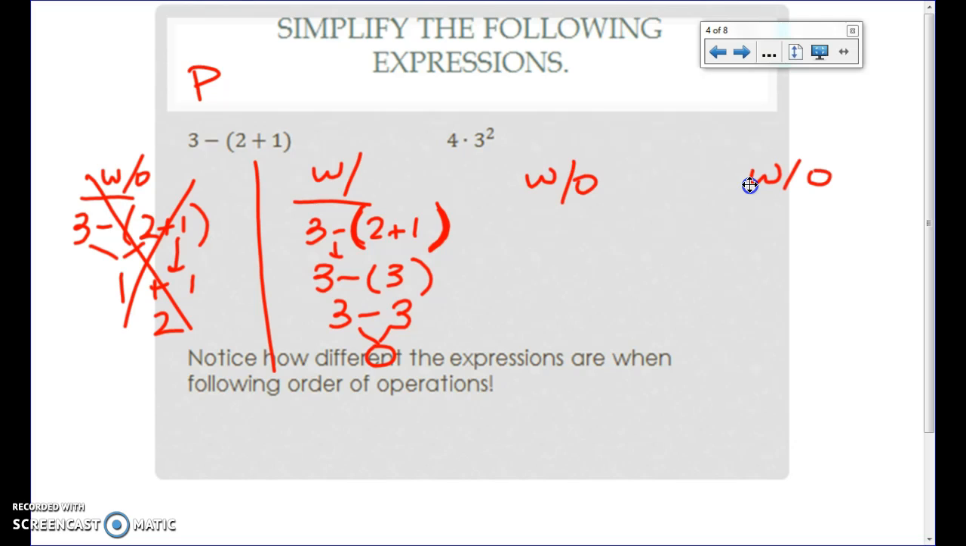Let's do this without and then with. Okay, without order of operations, 4 times 3 squared would be 12 squared, which is 144. Yikes, it's a big number.